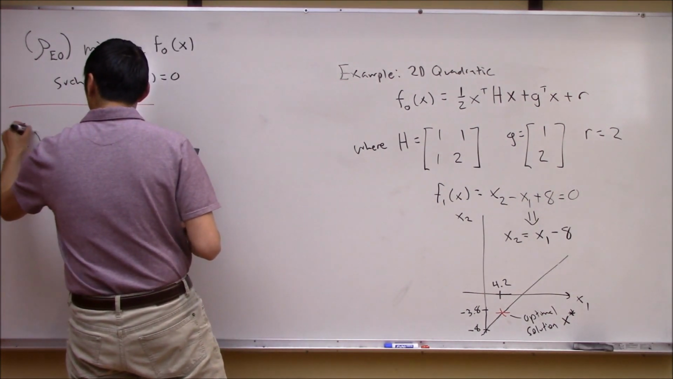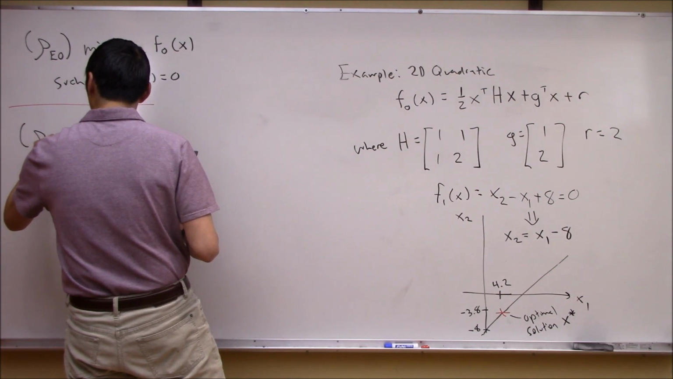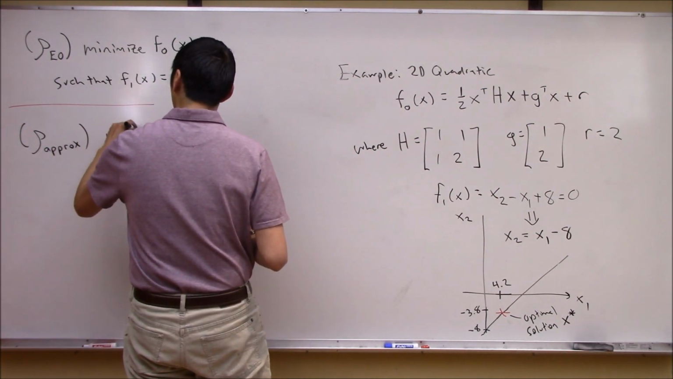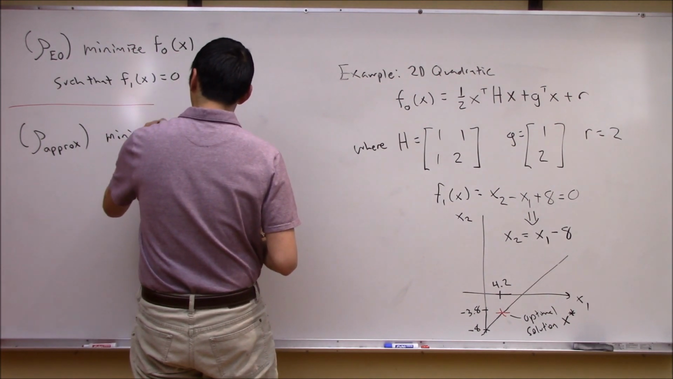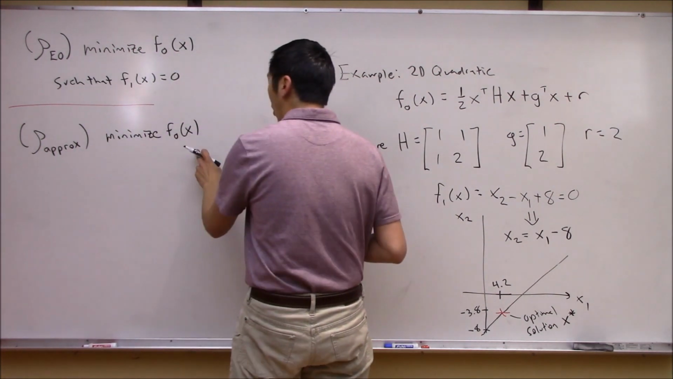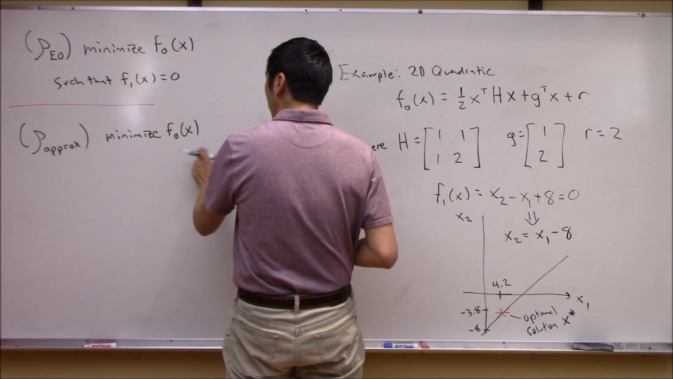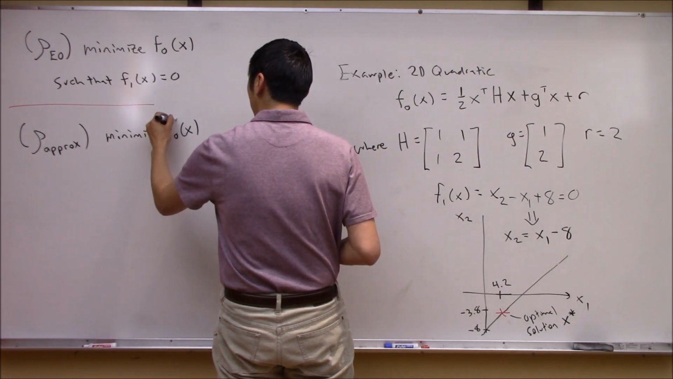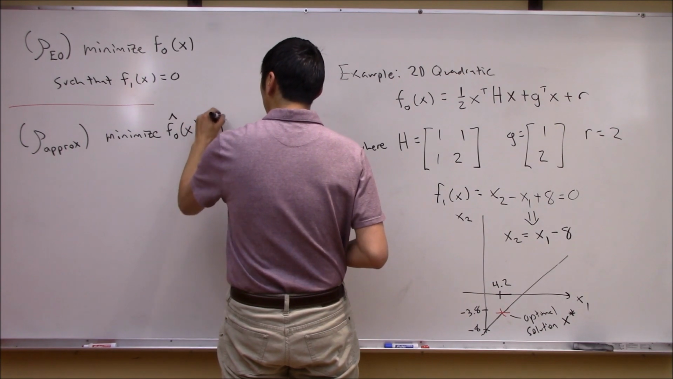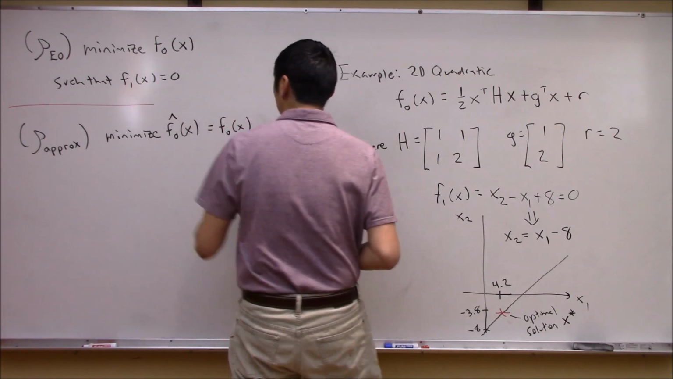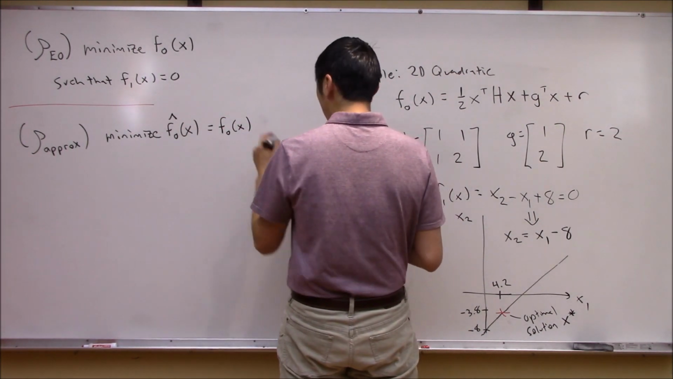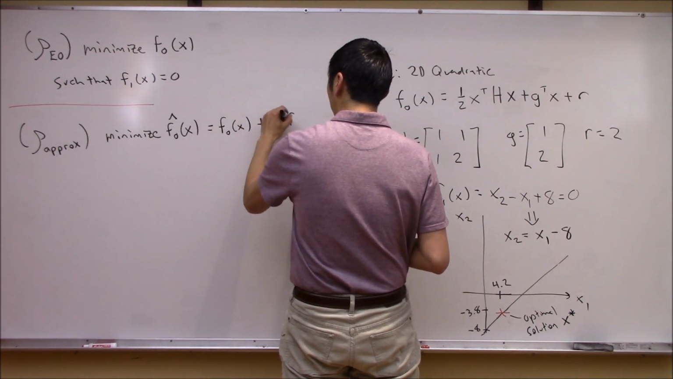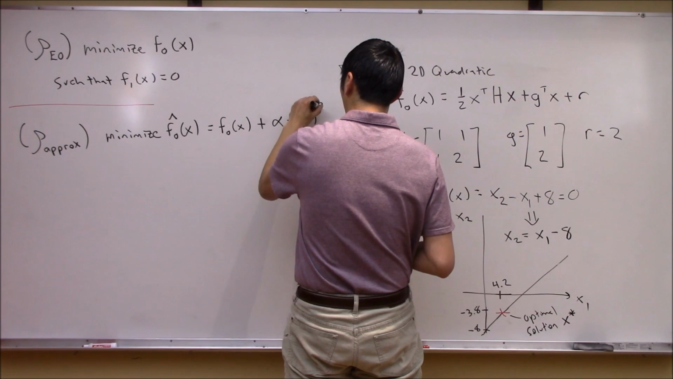Let's call it maybe P approximate, P approx, right? So now I'm going to minimize f0 of x, the same thing, but now I'm actually going to add on to this cost function. So let's make a new cost function. Let's maybe call it f0 hat, which is going to be the original f0, the original cost function, but then let's add on plus, how about alpha f1 of x squared?